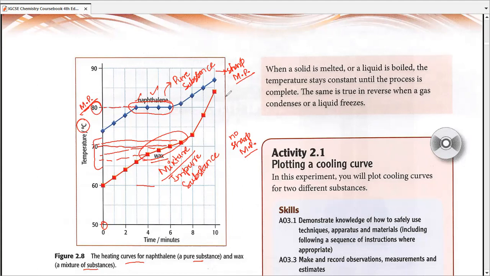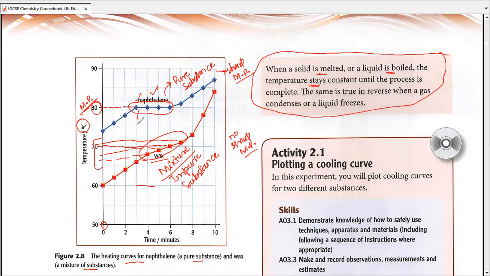You'd also notice one very important thing about this heating curve. When a solid is melted or when a liquid is boiled, the temperature stays constant in a straight line until the whole process is complete for the whole substance. The same is true in reverse when a gas is condensed or a liquid is frozen.